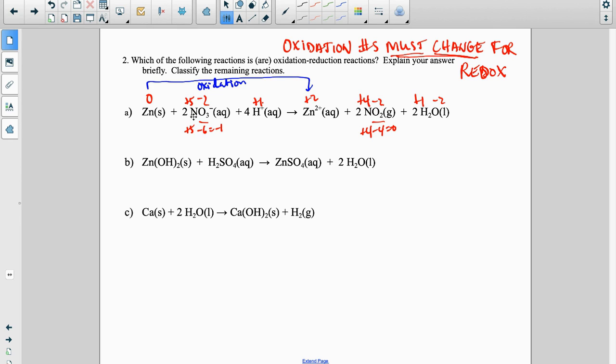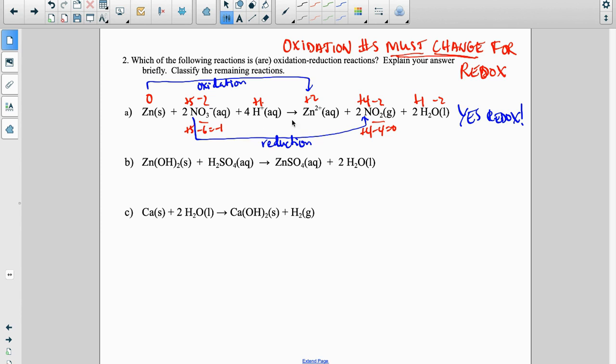Here we go. Nitrogen is going from +5 to +4. This is the reduction. The oxidation number is going down. Therefore, electrons have been gained. So this is a redox. Yes, redox. This is a redox reaction because we have an oxidation and a reduction.